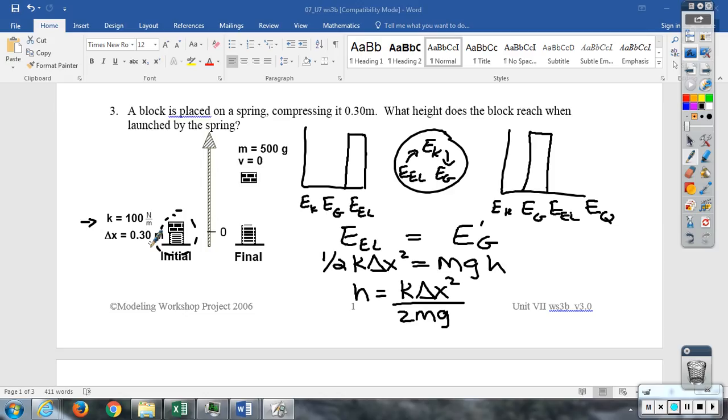The mass is in grams. You got to get that into kilograms, so that's a 1/2 kilogram. It's important for all the units to work out. So you get a value of 0.9 meters. So the block will rise up to a height of 0.9 meters higher than where it starts. Okay, let's go on to number 4.